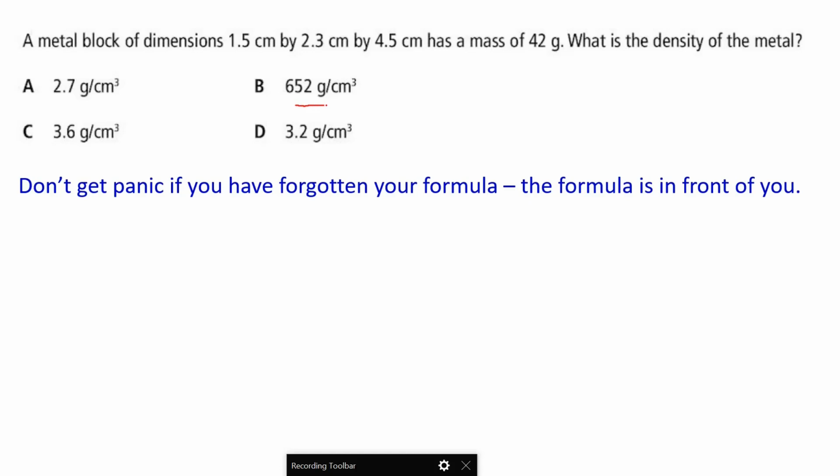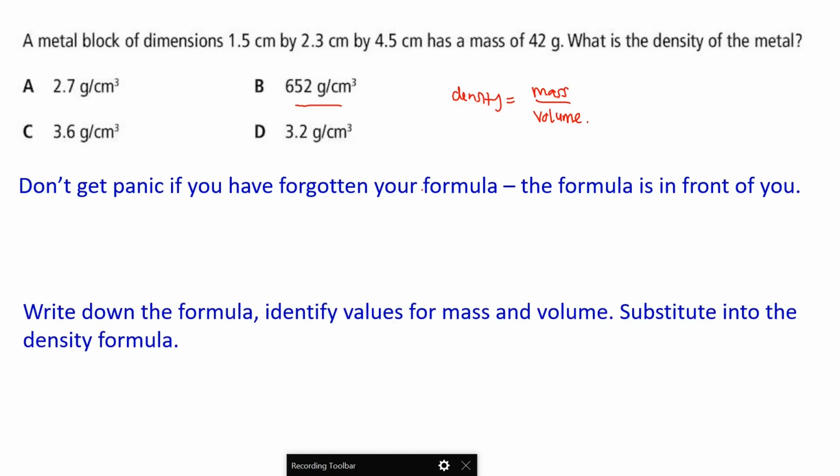The value of the density of the metal is given to you in four options. If you look at the units, gram per centimeter cube, you will find that the density actually is mass over volume. Then what you need to do is just identify the given value for the mass, which is 42 gram, and then the volume. They give the dimension of the block.